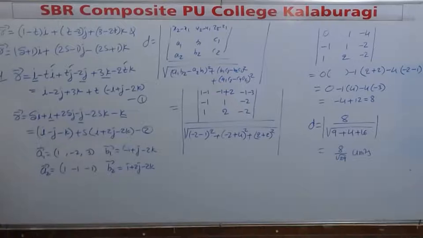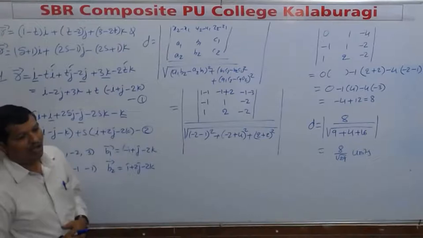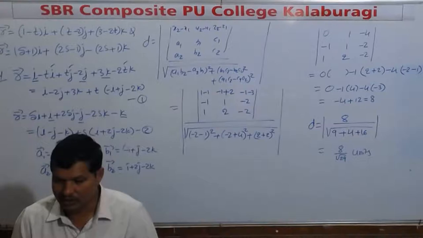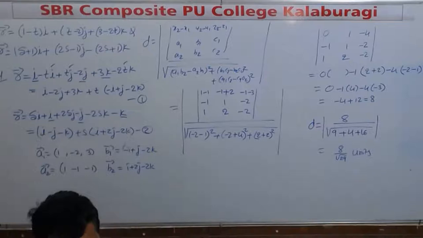Okay, so these are the examples on distance between skew lines. In these 3-4 examples, yesterday I solved one and today solved 3, maybe the last one question.